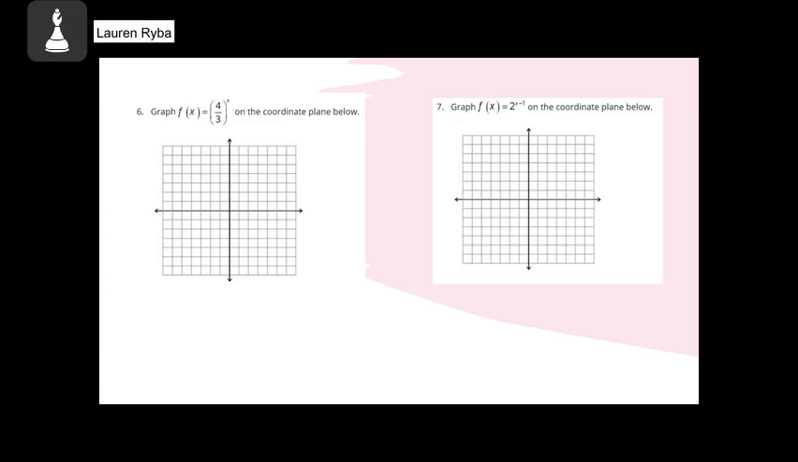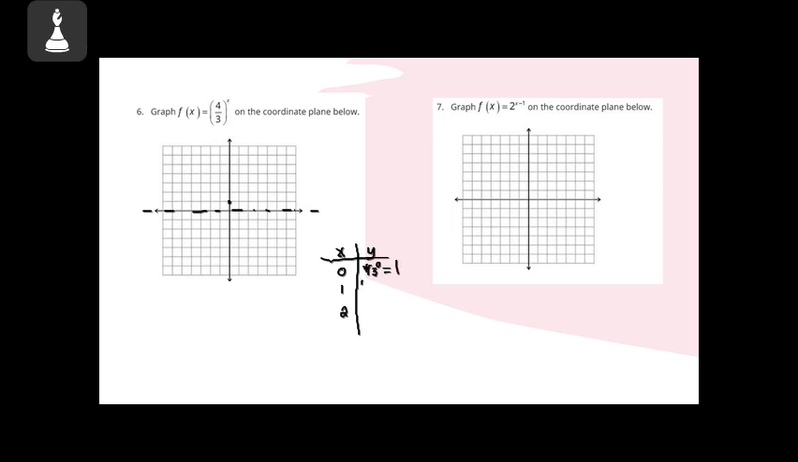Next one, we want to graph 4/3 to the x power. So again, there's no shift in this. There's no added pieces, so we cannot cross that y-axis. So we can do those same points again, 0, 1, 2. 4/3 to the 0. Anything to the 0 power is 1.